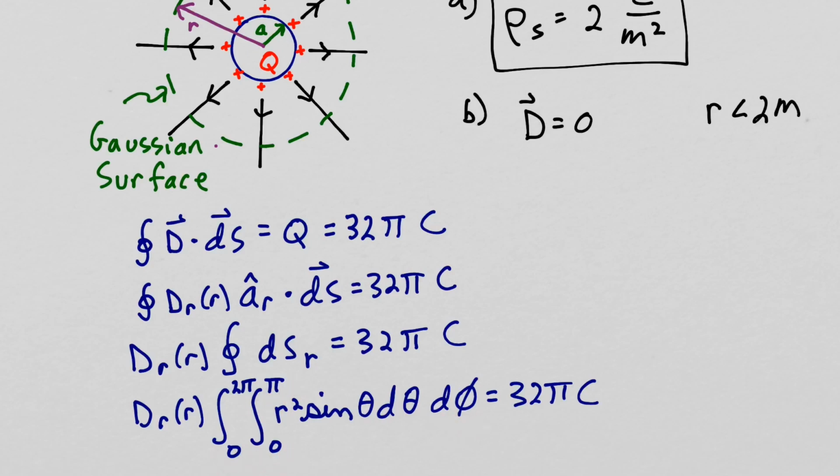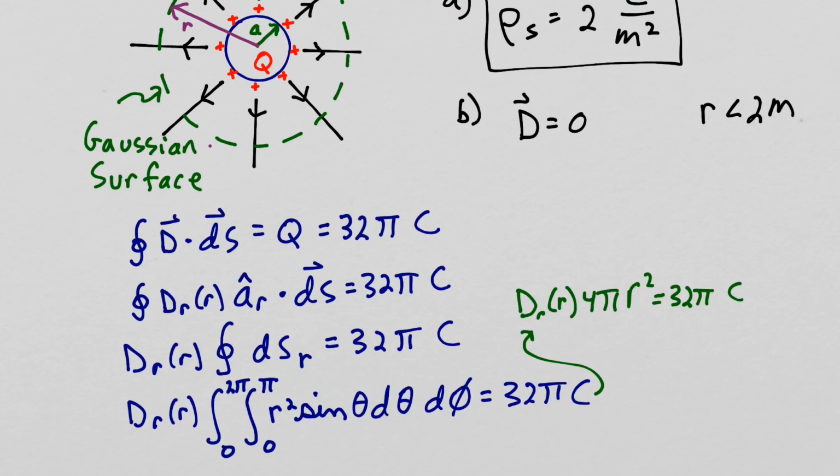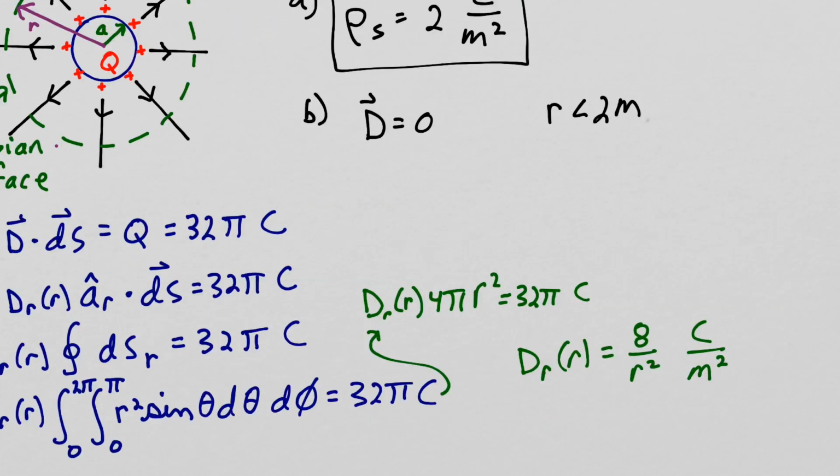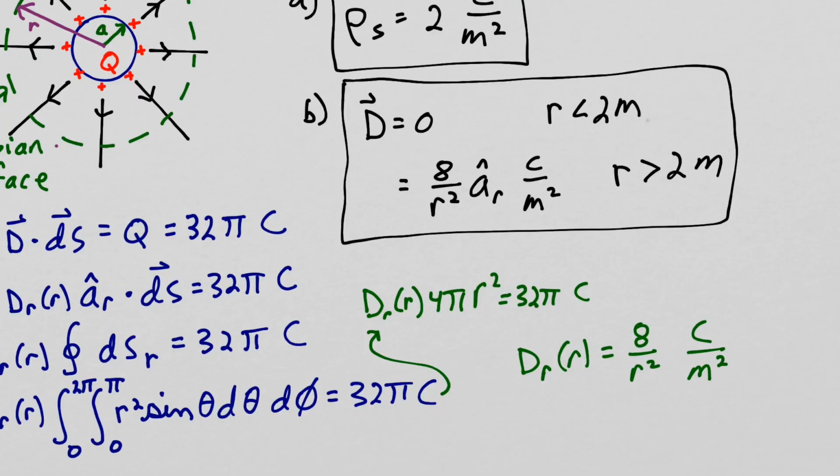So we have D_r times 4 pi r squared is equal to 32 pi coulombs. So 32 pi over 4 pi r squared is 8 over r squared. And when we put r in meters, we'll get coulombs per meter squared. So here is our electric flux density field everywhere.